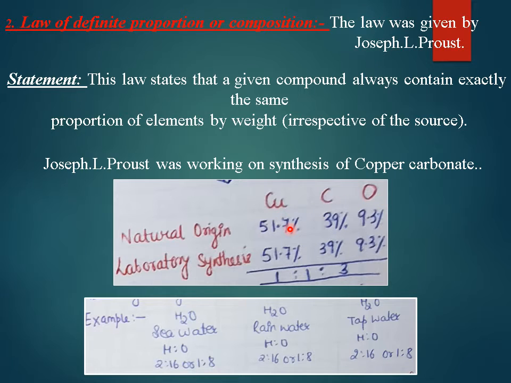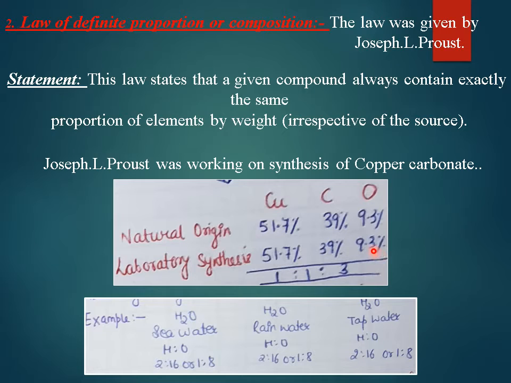Okay, so when he was synthesizing copper carbonate in the laboratory, he found that the percentage of copper is 51.7%. The percentage of carbon in the copper carbonate he had synthesized was 39%, and the percentage of oxygen was 9.3%.